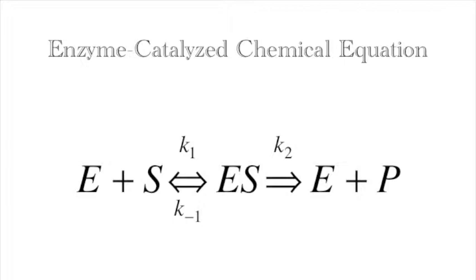For simplicity, it is assumed that an enzyme-catalyzed chemical reaction can be accurately represented by the following equation as displayed on the screen, where E is the amount of free enzyme, S is the substrate concentration, ES is the substrate-enzyme complex formed as an intermediate of the enzyme-catalyzed reaction, P is the product, K1 is the rate constant of the forward reaction forming ES, K-1 is the rate constant of the reverse reaction, and K2 is the forward reaction making the products from the enzyme-substrate complex.